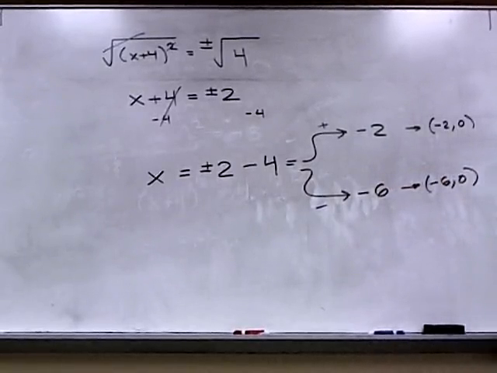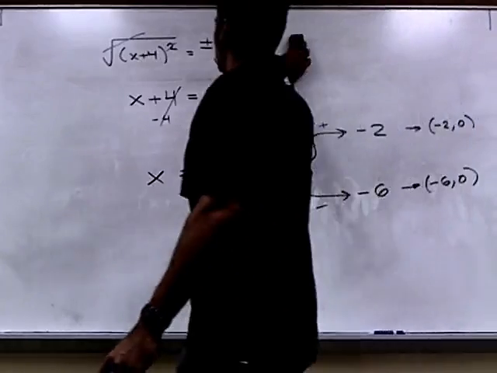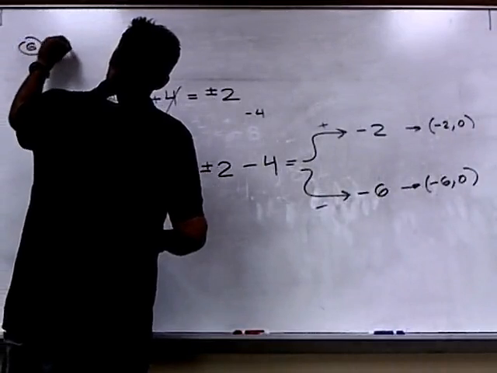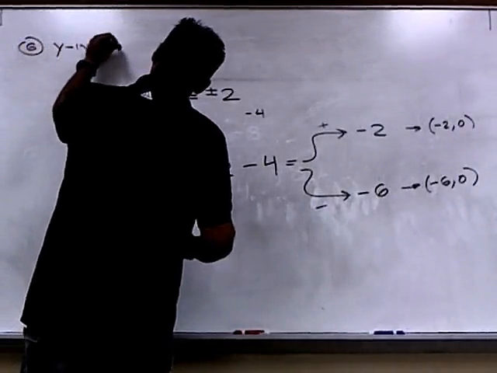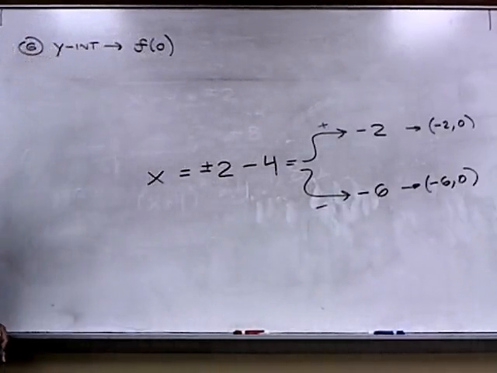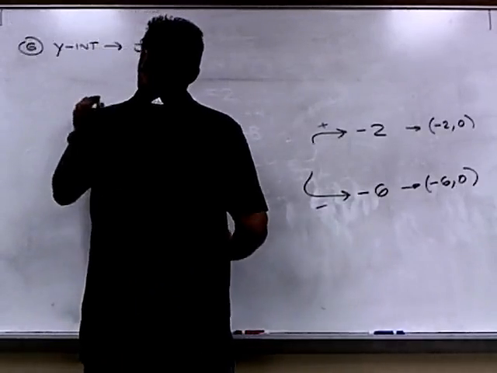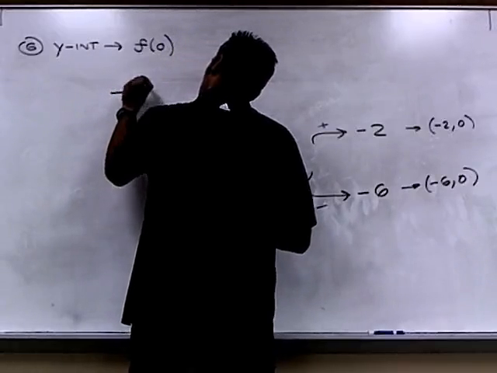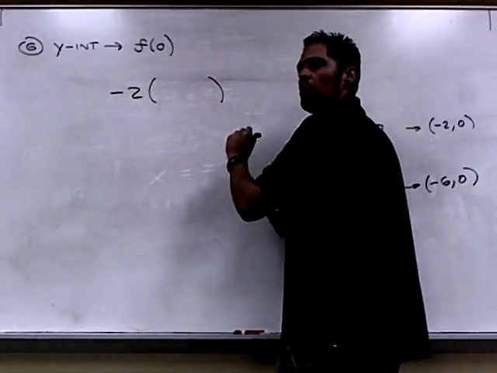What's the next step after x-intercepts? Y-intercept, so that's step 6, right? To find the y-intercept, what we do is we plug 0 into the function, right? Into our function. So that means we take our function, which was negative 2, and then it was x plus 4, right?